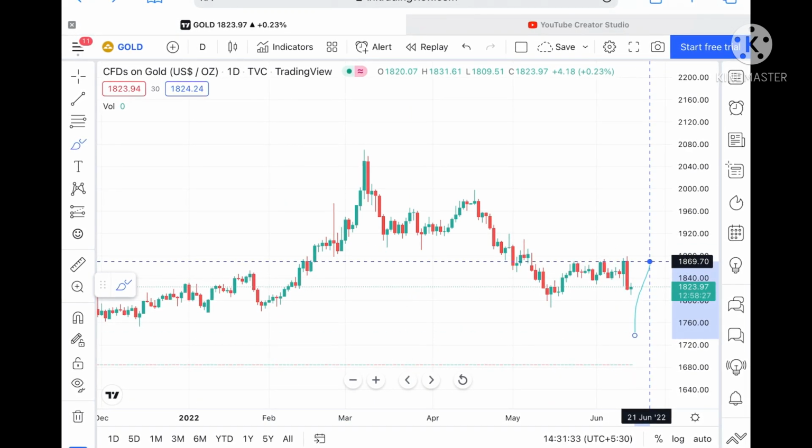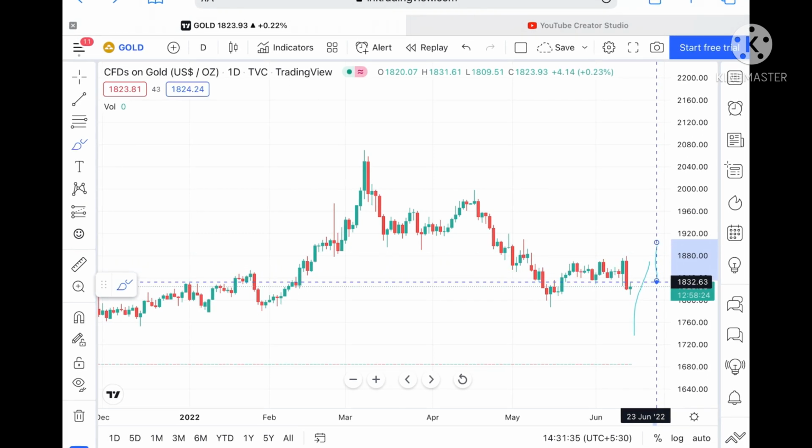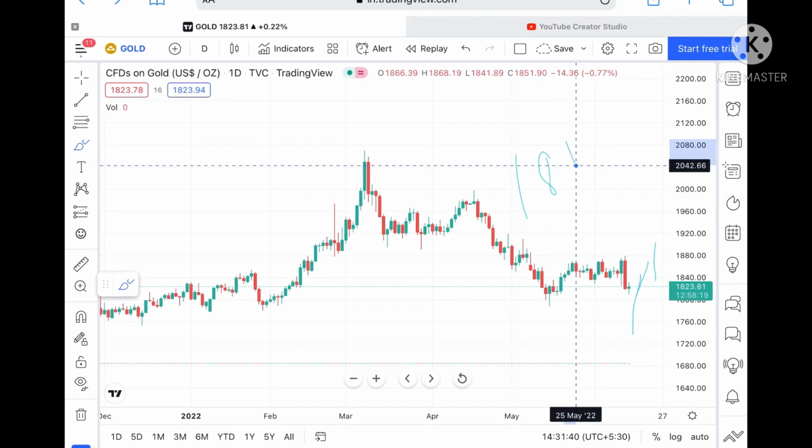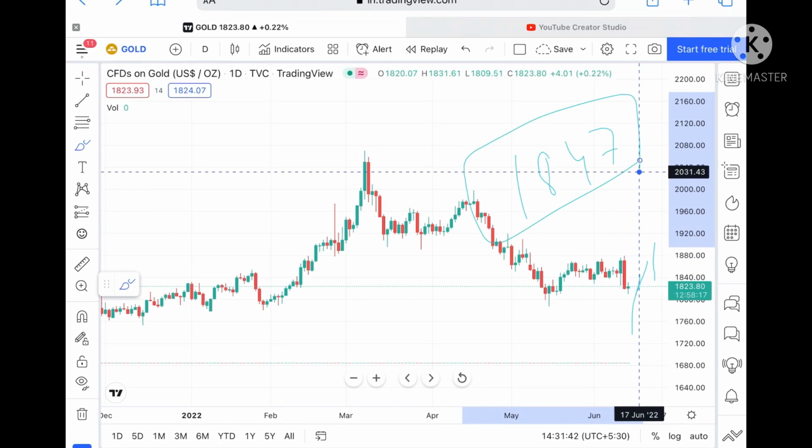But suppose the price sustains this level, then we can see it can move to a level of 1832, and from there it can touch a level of 1847, and 1847 is a strong resistance.